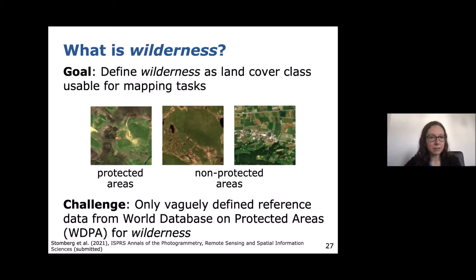So here are some examples. This is a protected area, and these are non-protected areas, and you already see it's not an easy task to solve. And we assume that their vague definition of wilderness actually shares similar characteristics with a more general definition of wilderness, which we want to find. And to find this out, we had an idea, and this is a new topic, and it's actually the first time I show this result.